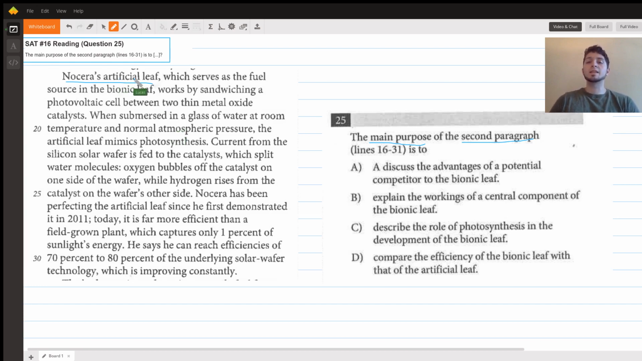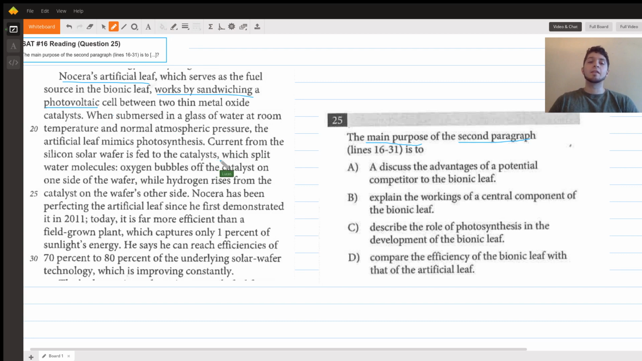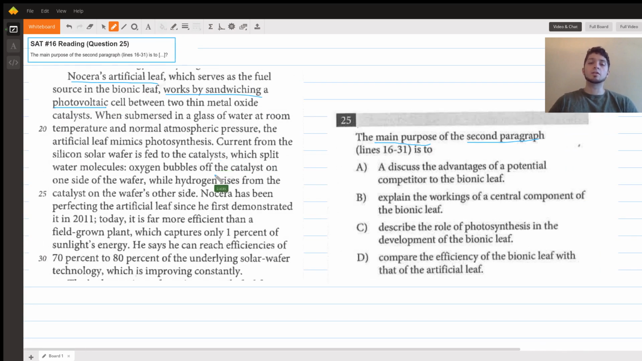So it starts by saying his leaf serves as the fuel source of the bionic leaf, and it works by sandwiching a photovoltaic cell between two thin metal oxide catalysts. Then it explains when it's submerged in a glass of water at room temperature, it does this. Then it says that current from this wafer is fed to the catalyst, then they split the water molecules, then oxygen comes out on one side, hydrogen rises on the other.